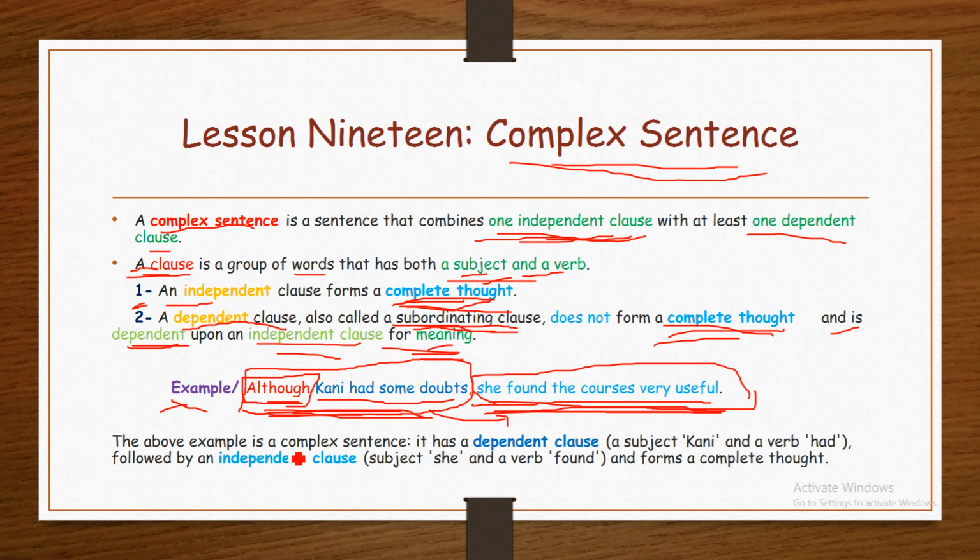The above example is a complex sentence. It has a dependent clause. Kani is the subject of the dependent clause, and the verb is had, followed by an independent clause. The subject of the independent clause is the pronoun she, and the verb is found. It forms a complete thought.